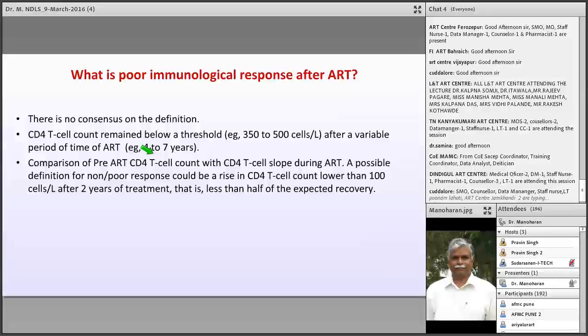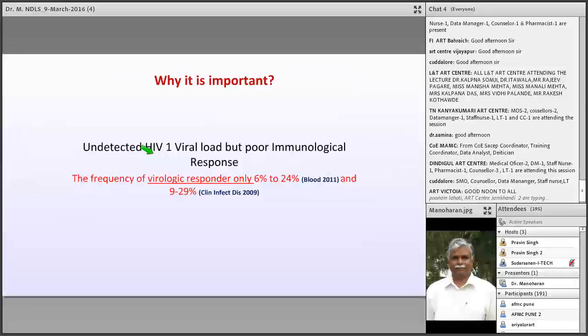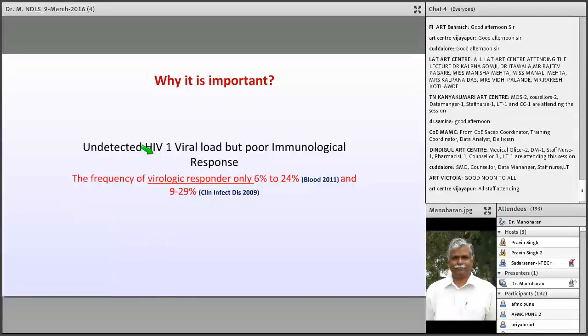So all these definitions were used in the literature. That is why when you look at the literature, the incidence and prevalence of this particular condition also varies. Some say the frequency is 6 to 24%, and another journal says it is around 9 to 29%. But anyhow, it's around 10% or 15%.